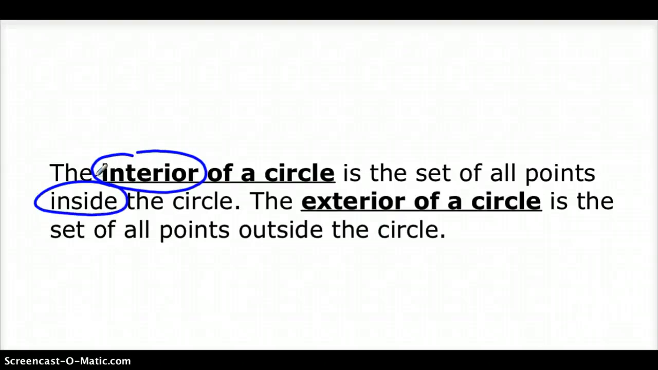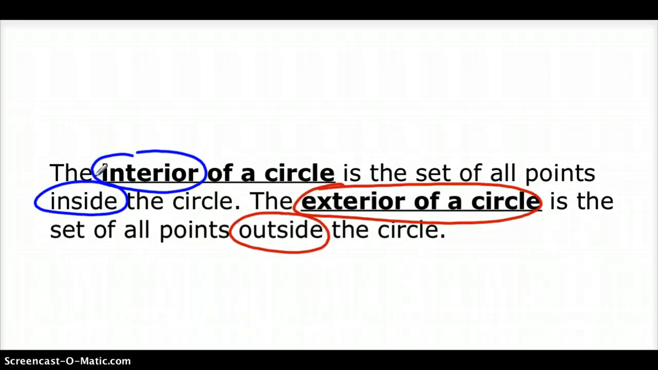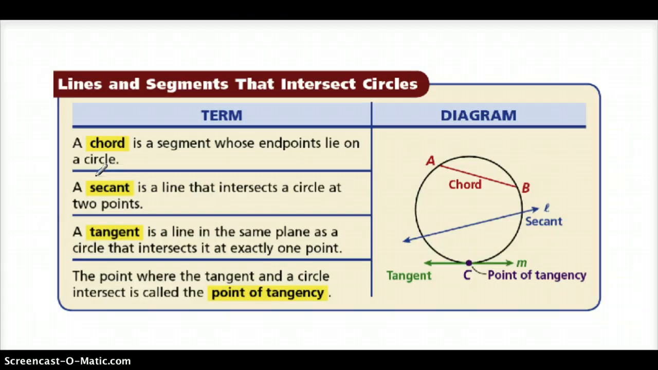We also have to understand that the exterior of a circle is the set of all the points on the outside of the circle. Just a quick reminder of that vocabulary, I think, is helpful here. If we look at some specific parts of a circle, the first one is a chord.